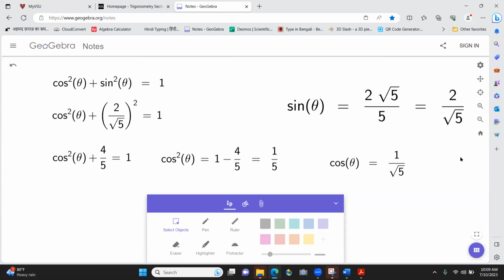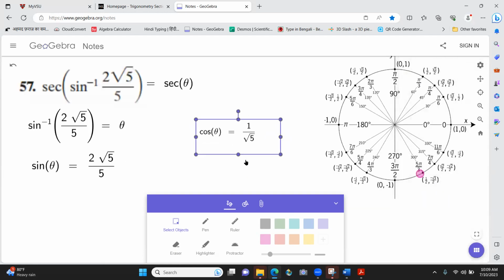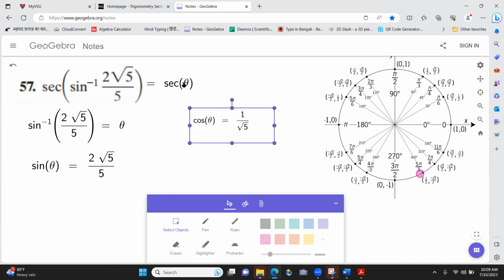With me so far? Don't worry about rationalizing the denominator. We have the cosine value. I'm going to take the cosine value and go back to my original problem. What do I want, guys? I found the cosine value. I want the secant value.